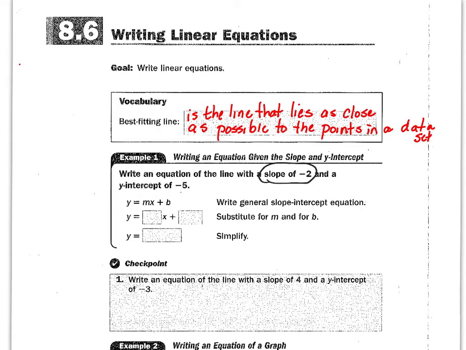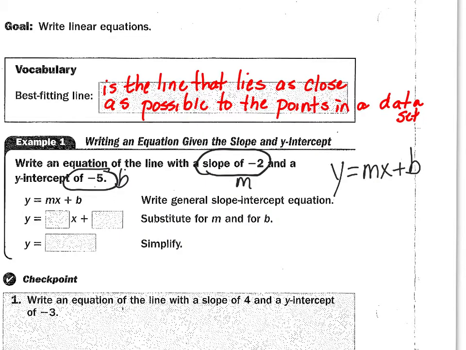We're going to write an equation of the line with the slope of -2 and the y-intercept of -5. Well, you guys, this is m and this is b. All you need to do, slope-intercept form is y equals mx plus b, isn't it? So all we do is substitute that in place of m. So we write y equals, my m is -2, x plus -5. That's my b. Is that the same as y equals -2x minus 5?